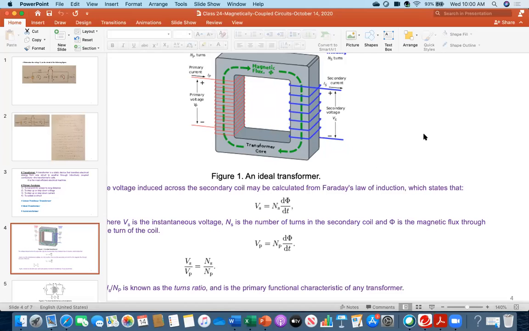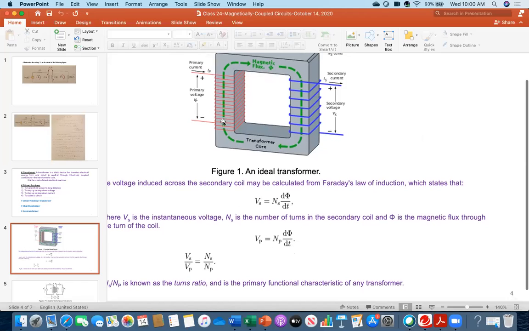Yes. So keep in mind, this is also an exam question: why the transformer cannot transfer DC power. Because DC is not measured by time, because DC does not have a time varying quantity. DC is fixed. Therefore, this equation is the principle, the bottom equation.